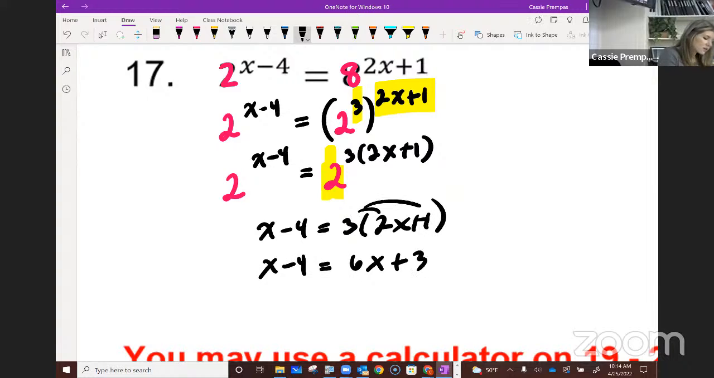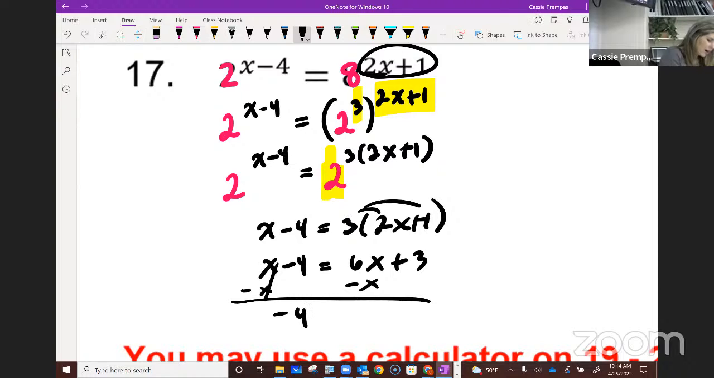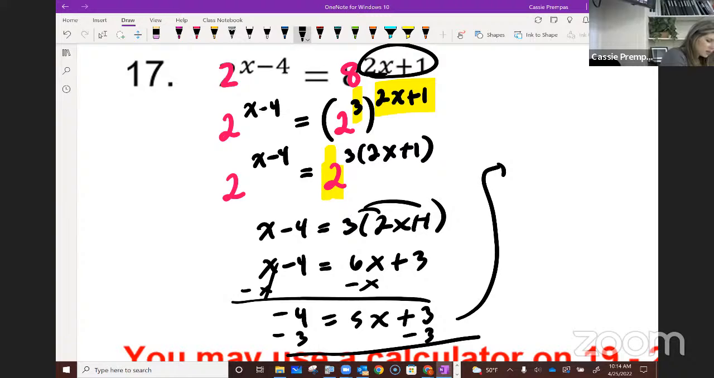And then we'll solve for x. So we would subtract x. 2x plus 1. And then we have negative 4 is equal to 5x plus 3. We'll subtract 3 from both sides, giving me negative 7 is equal to 5 times x. Divide both sides by 5, and that would leave us with negative 7/5.